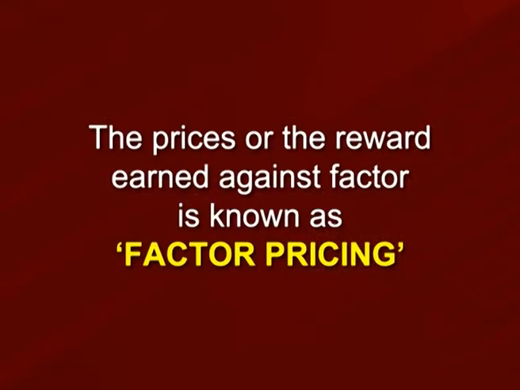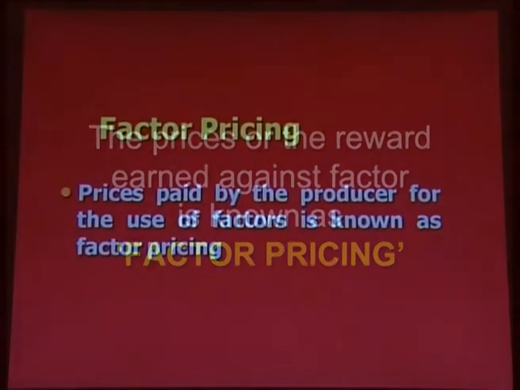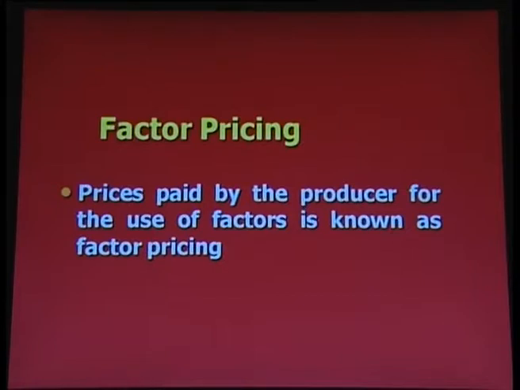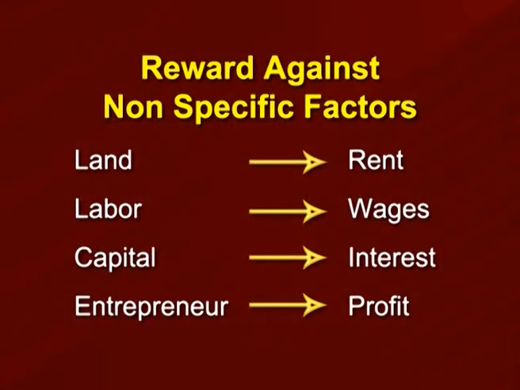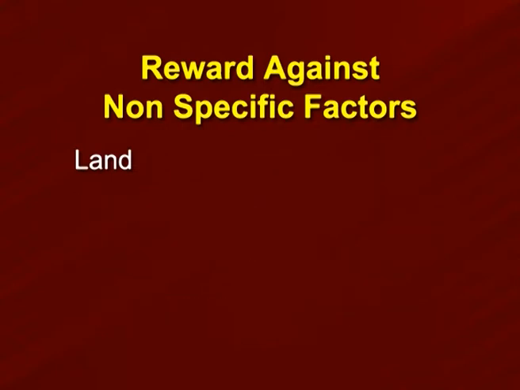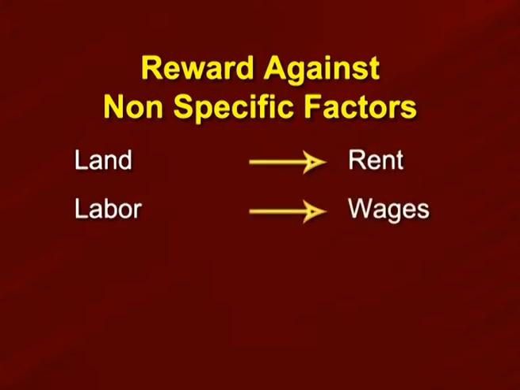The prices or the reward earned against a factor is known as factor pricing. That means prices paid by the producer for the use of factors is known as factor pricing. Reward against non-specific factors can be land. Against land, a producer or the owner of the land gains rent. When we talk about labor, a person earns wages against labor.